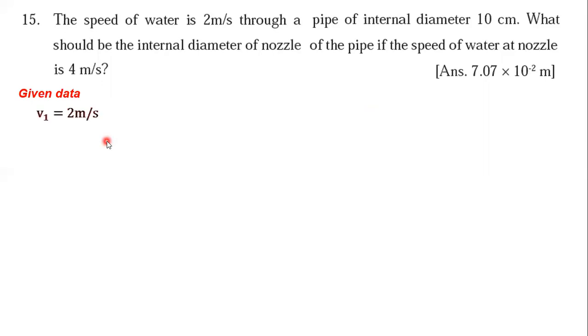So let me enlist all the given. This V1 is 2 meter per second. You can see here the speed of the water at diameter 10 centimeter. So diameter is 10 centimeter. Speed is 4 meter per second and you have to find out the diameter.